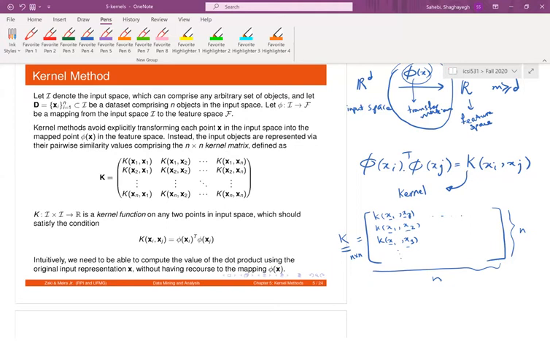And this way, instead of working with phi of xi transpose phi of xj, we are going to work with the similarity between them, that we call the kernel, with the kernel matrix. So we won't need phi of xi and phi of xj anymore.